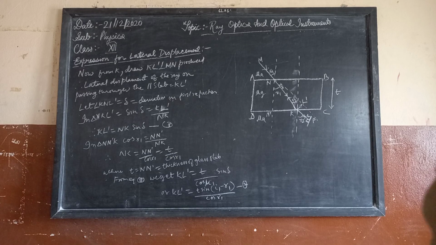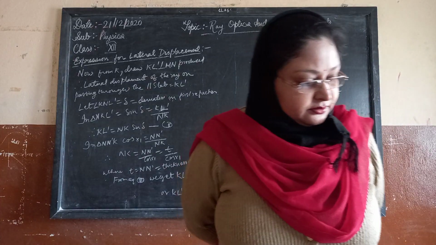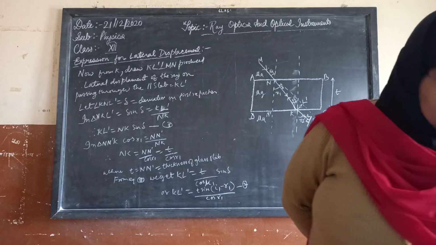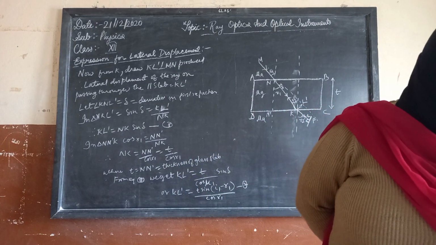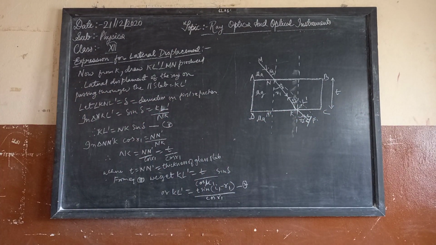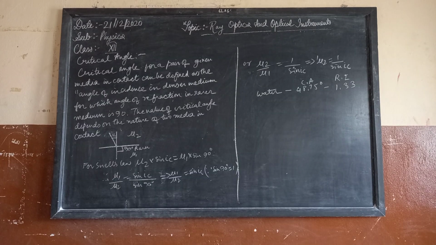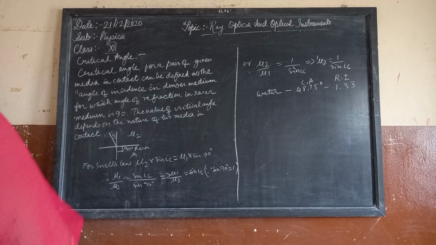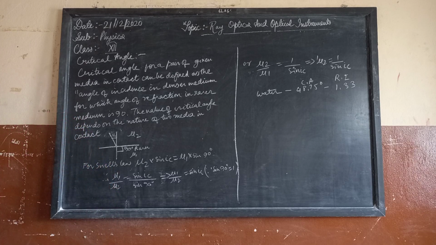So let us do the next topic, which is called the critical angle. I will be explaining the critical angle, which is the next topic in this session. The critical angle for a pair of given media in contact can be defined as the angle of incidence in the denser medium for which the angle of refraction in the rarer medium is 90 degrees, and the value of the critical angle depends on the nature of the two media in contact.